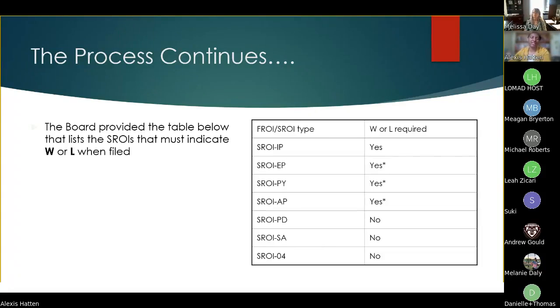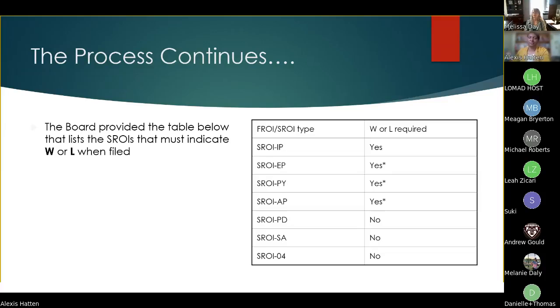The PD, the partial disability, does not. The SA, the subannual. PD is not partial disability, it's partial denial. Yeah. Partial denial. Did I say disability? Partial denial does not. The SROI SA, the subannual, does not. And the SROI 04 denial does not because it's very clearly, obviously, you're controverting the claim with the 04.